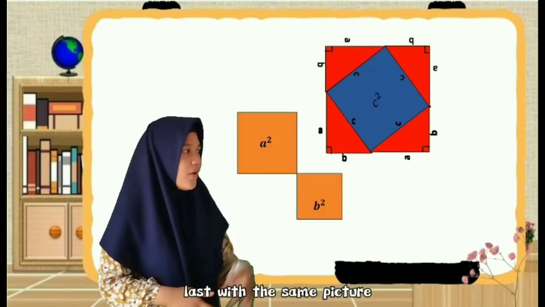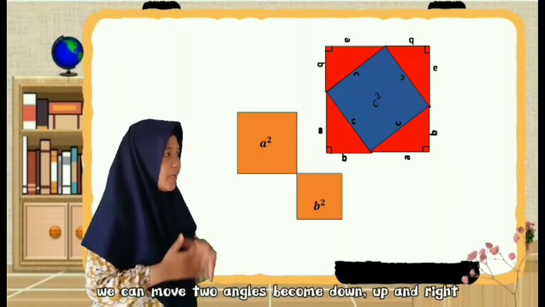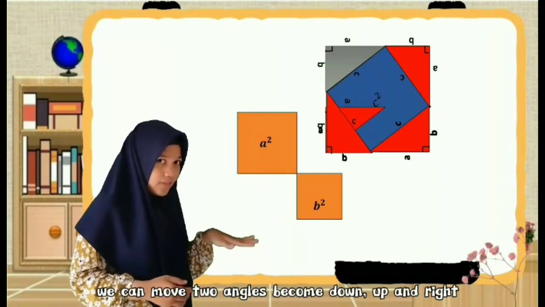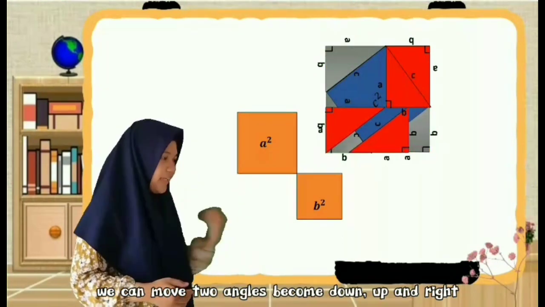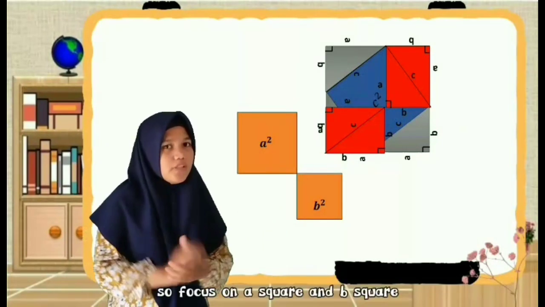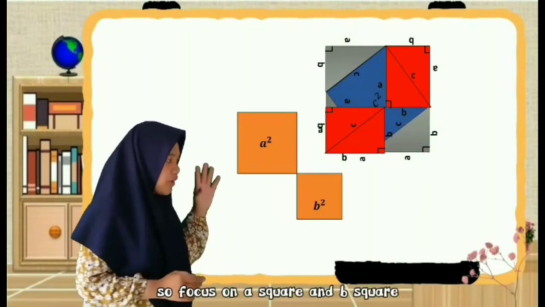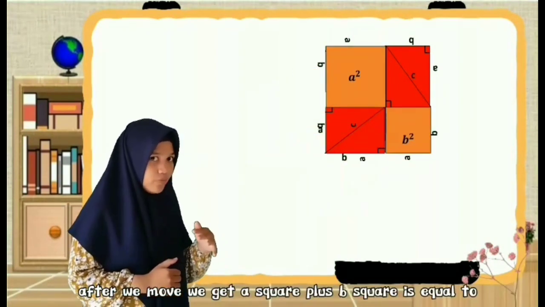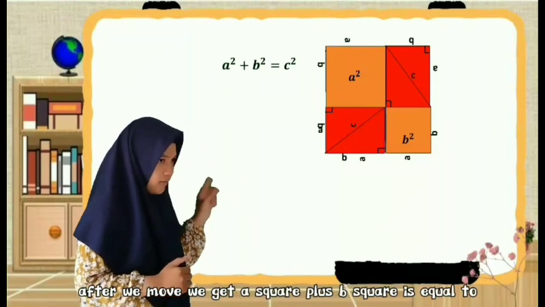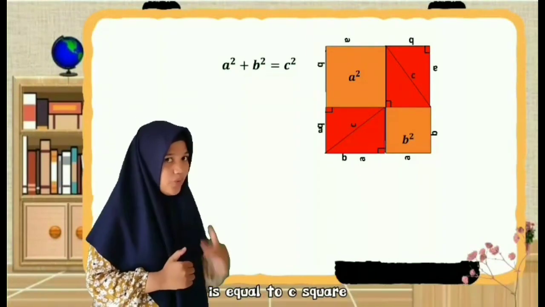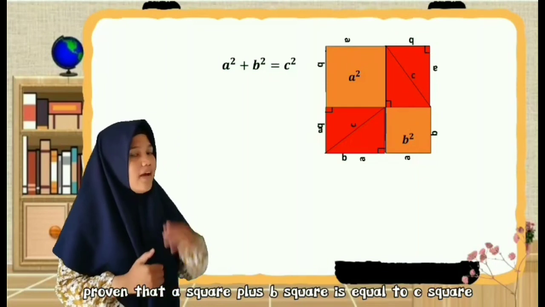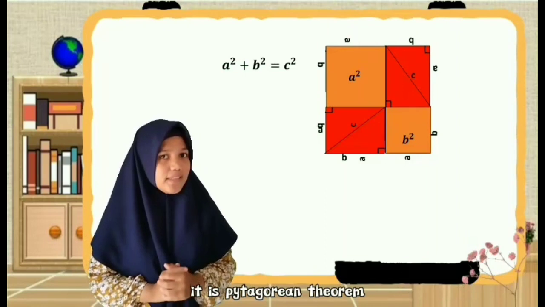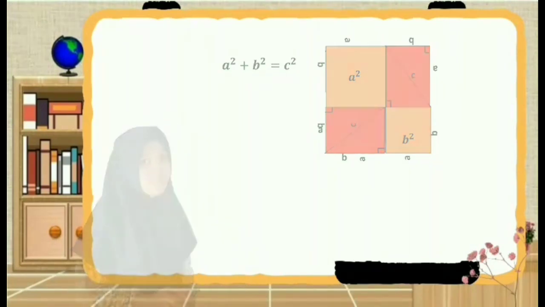Last, with the same picture, we can move the triangles down, up, and right. So, focus on a squared and b squared. After we move them, we get a squared plus b squared is equal to c squared, proving that a squared plus b squared is equal to c squared. It is the Pythagorean theorem.